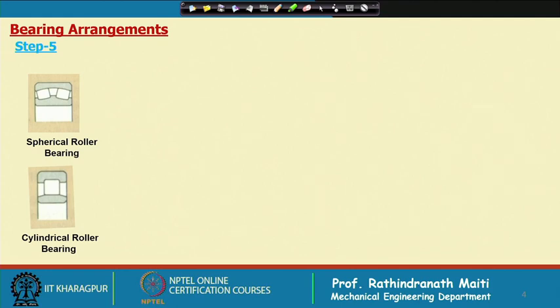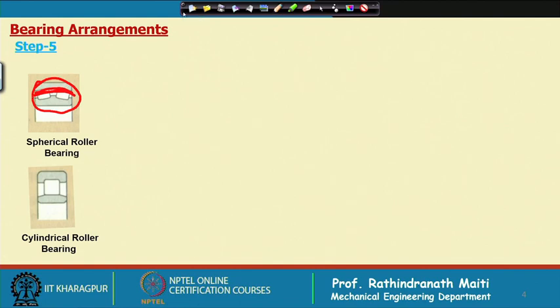All these three bearings have a very high radial load carrying capacity. Maybe the taper roller bearing is the highest, or the cylindrical roller may be the maximum. However, the taper roller bearing can also take high axial load, whereas the spherical roller cannot take that much axial load. On the other hand, the spherical roller bearing has the facility that this race can move this way and that way.